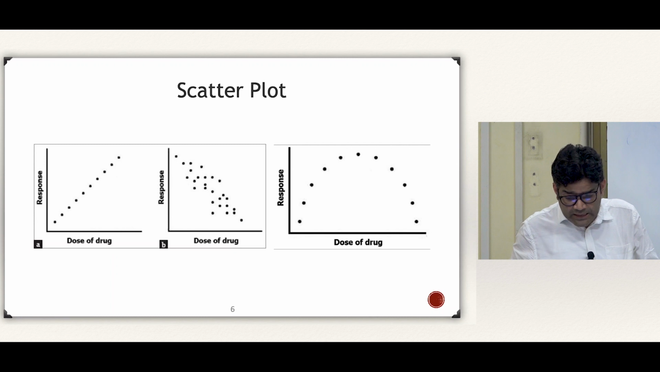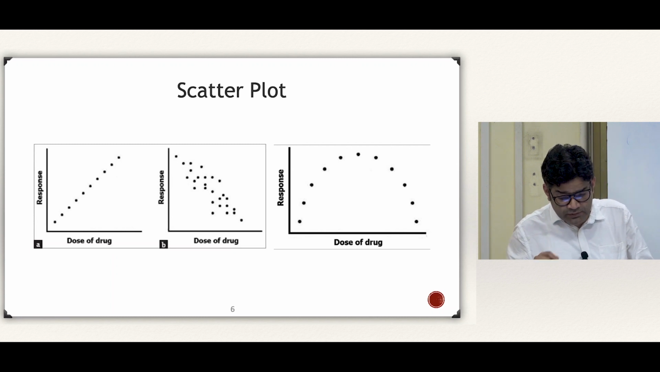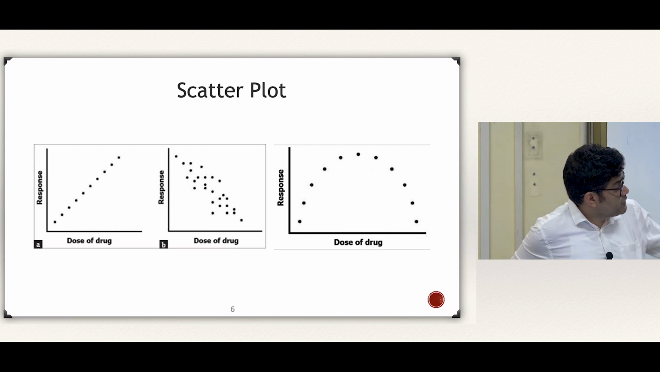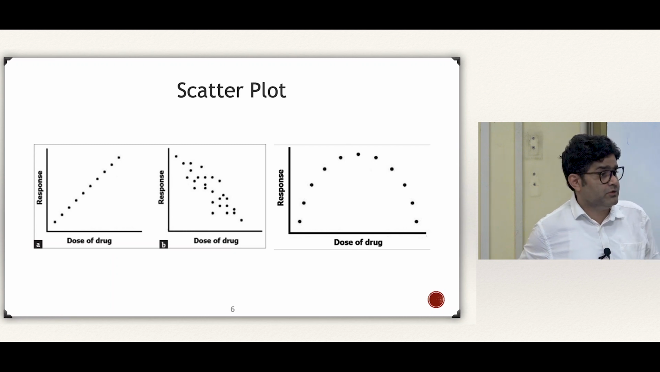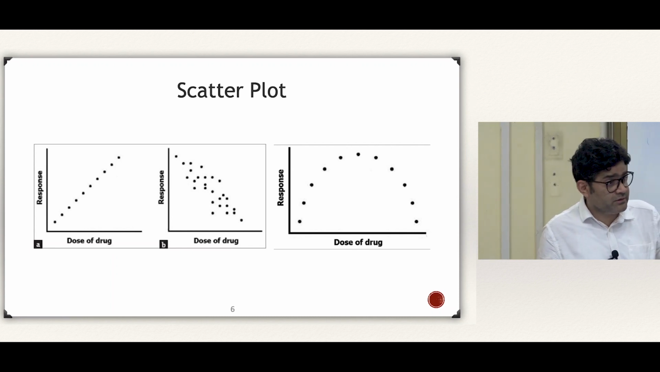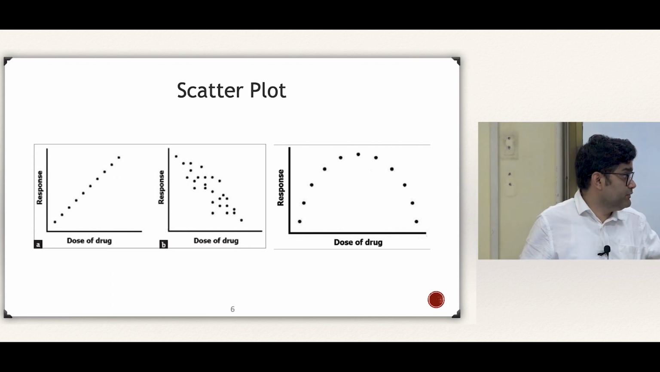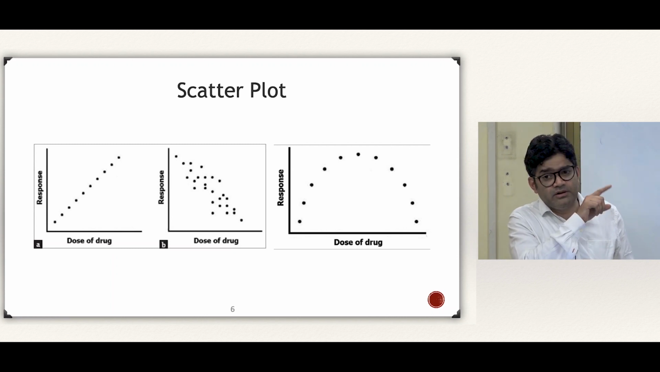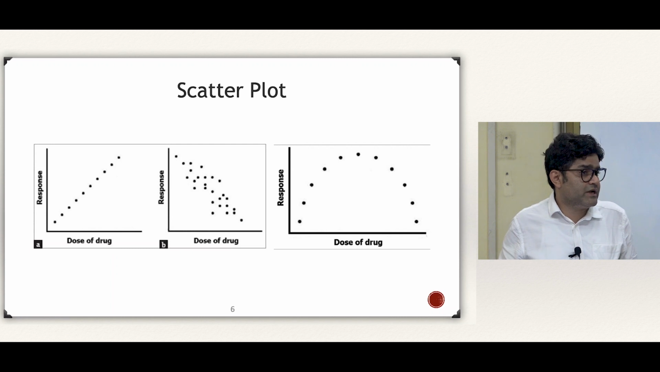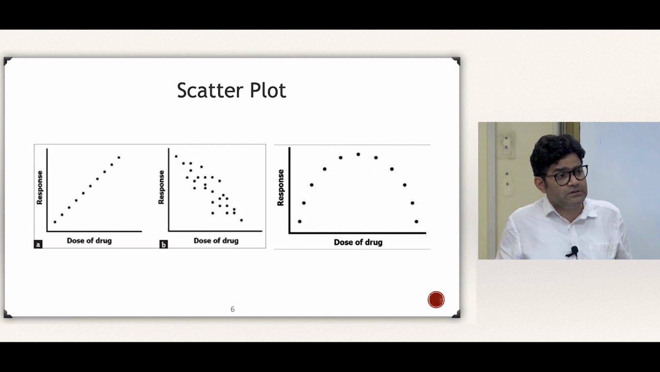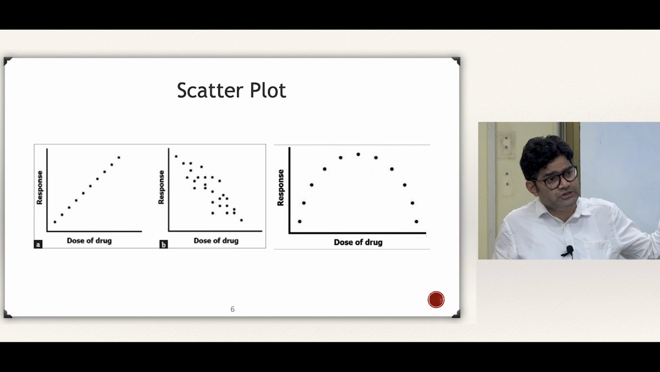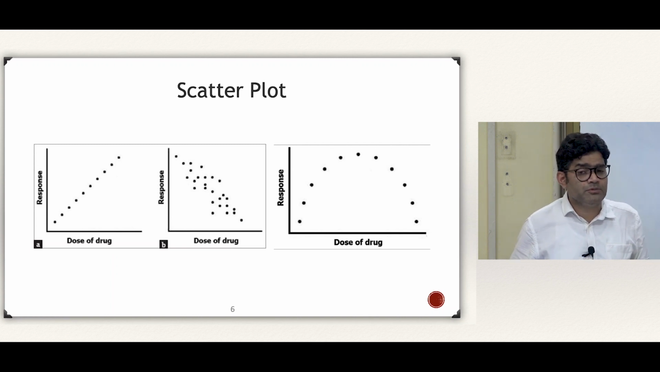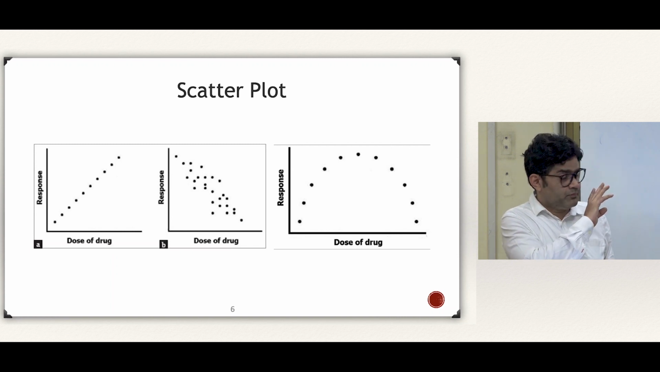Sometimes you might get the third one, a relationship of parabolic nature. It also indicates that a correlation exists, but what is different here is that the relationship is not linear. It has a second order, quadratic relationship. But the relationship can be very, very strong.